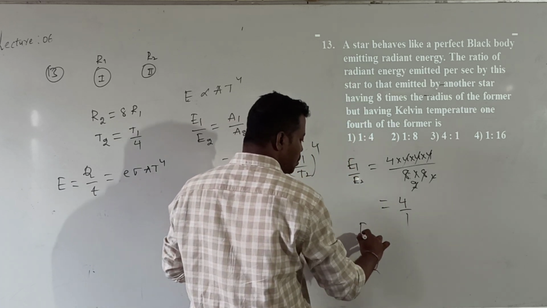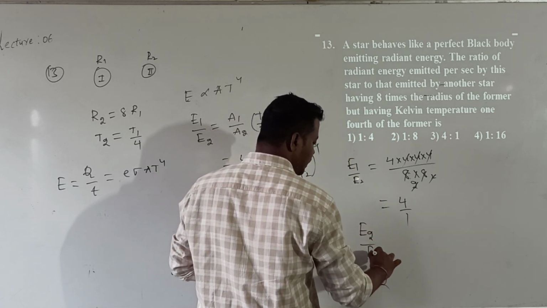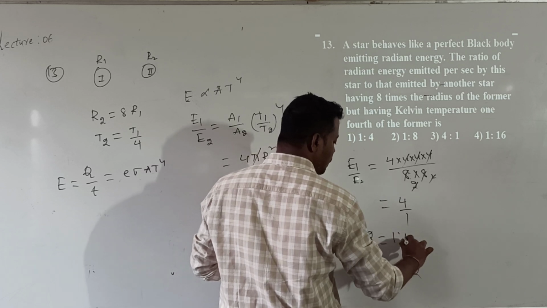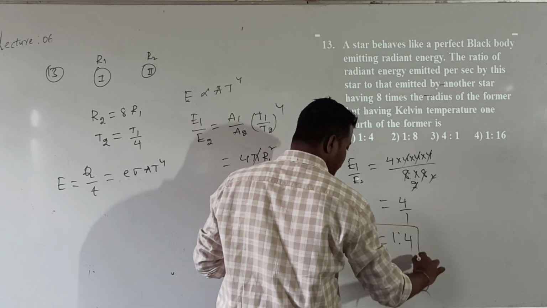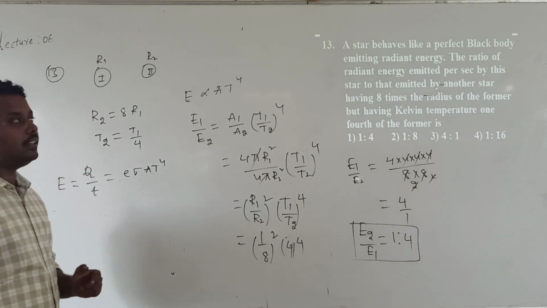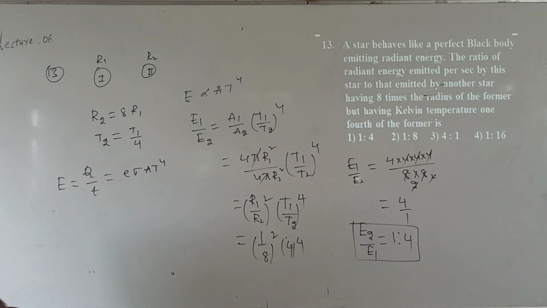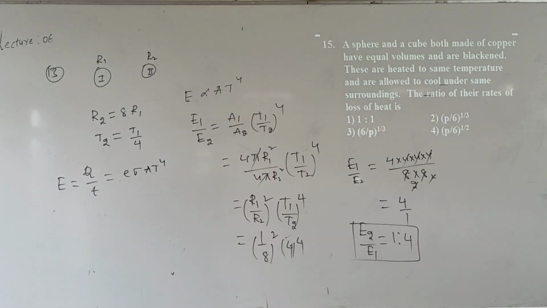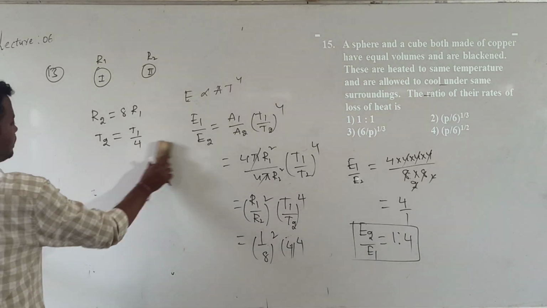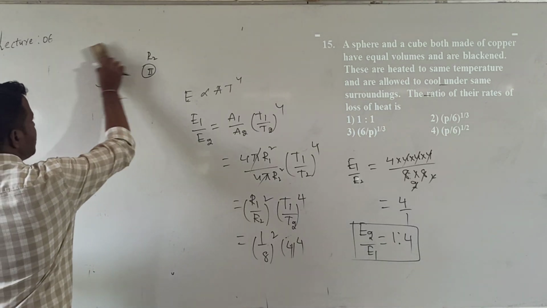They are asking the ratio E2 by E1. So the E2 by E1 ratio is 1:4. Question clear? So this is question number 13. After this, question number 15. So what is this question number 15?